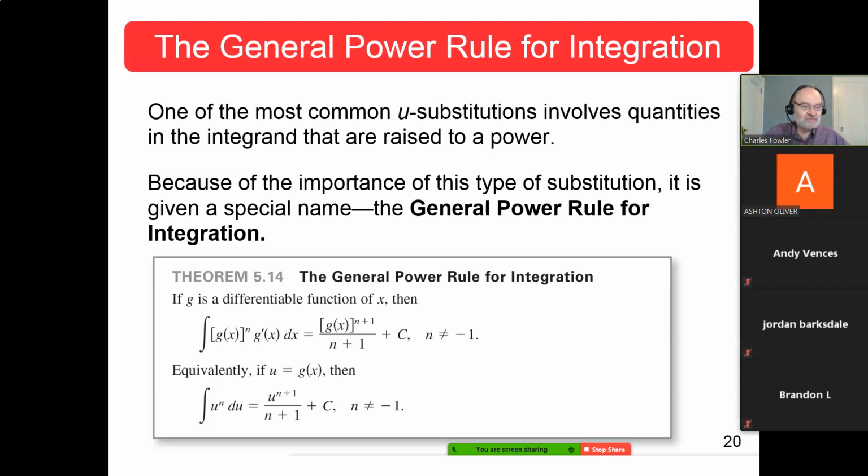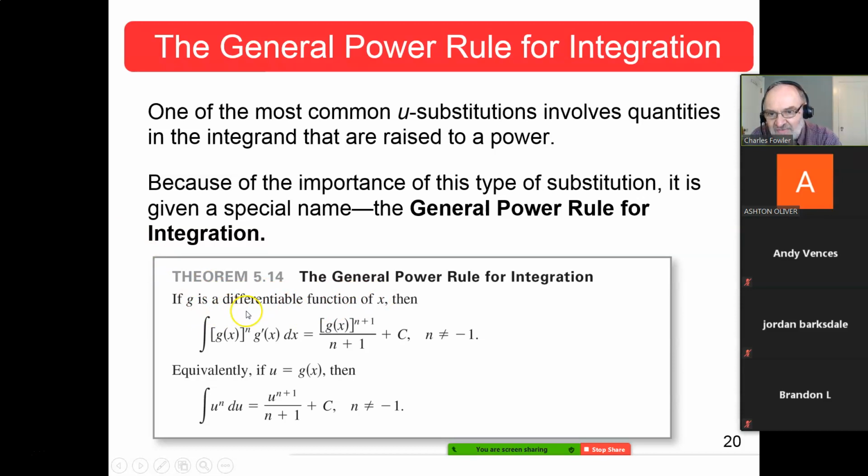Okay, so with that in mind, here's what it says, and I know you can read it: one of the most commonly used substitutions involves quantities in the integrand that are raised to a power. We've seen several of those already. Because of the importance of this type of substitution, it's given a special name, the general power rule for integration. And here's theorem 5.14, which gives that.